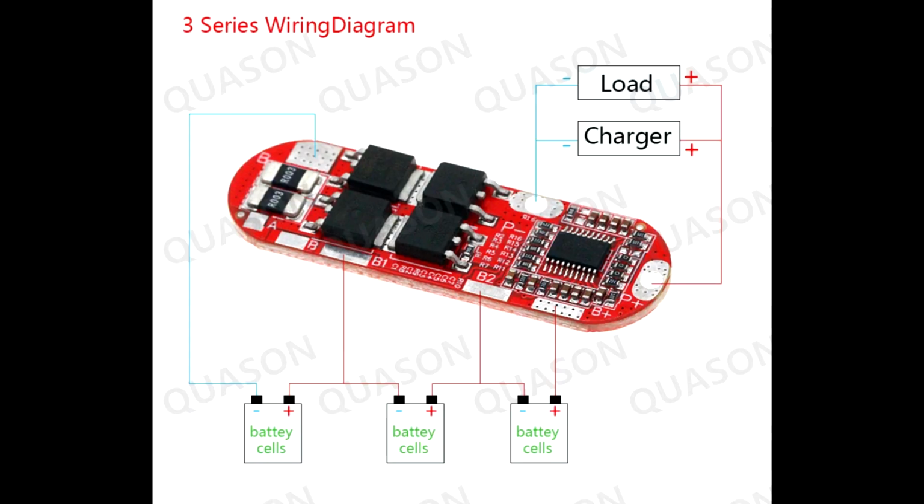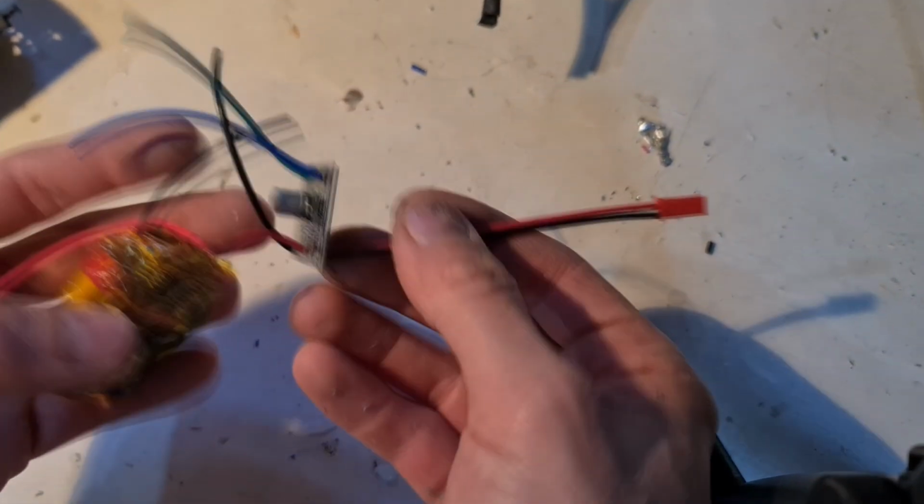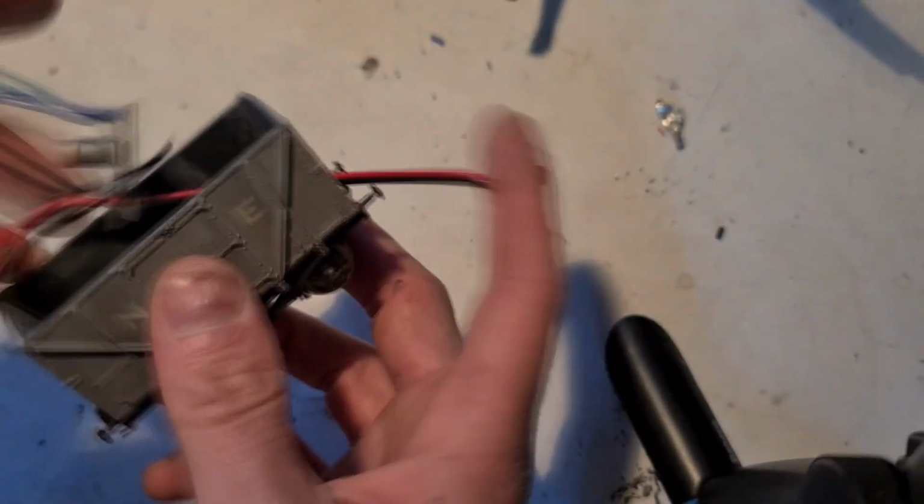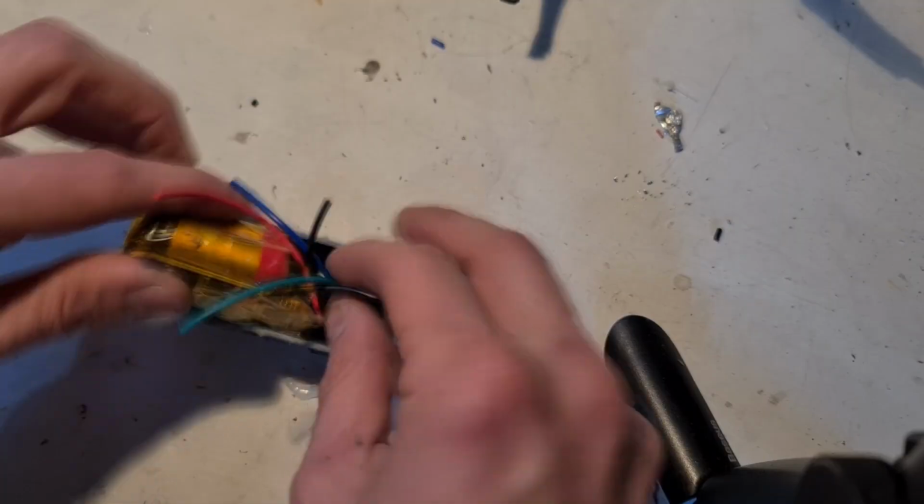Here's the circuit diagram for the BMS I used. Obviously, it's important to make sure that you wire it up correctly. I went ahead and wired up the BMS to the motor controller, and I also put a hole in the rolling stock to fit that wire through. I did make a bit of a mistake here.